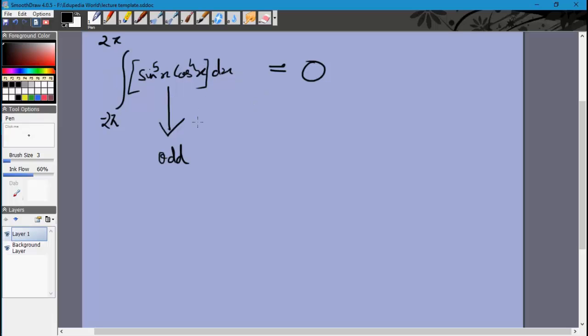So in the next video, we'll actually move on to the geometric application of integrals, which is the area under the curve, and we'll see some applications of calculating the areas as well.